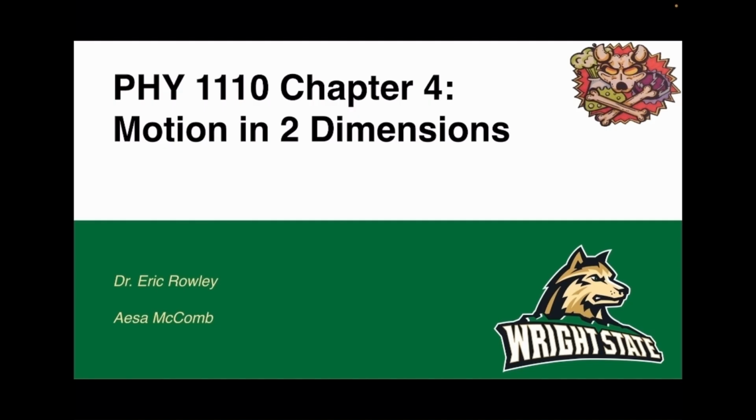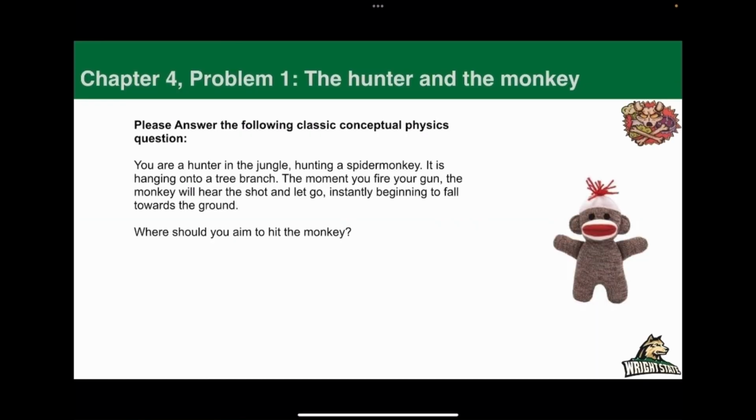I want to start off this chapter by asking you a conceptual question. Let's say you're a hunter in the jungle and you are hunting a spider monkey. You are going to be trying to shoot and kill this monkey, and it is hanging on a tree branch. The moment you fire your gun and it hears the gunshot, it's going to let go of that tree branch and fall straight down towards the ground. Okay? So the question is, where should you aim if you want to hit the monkey?